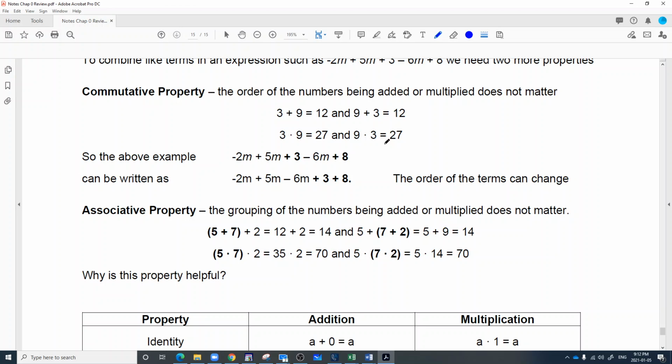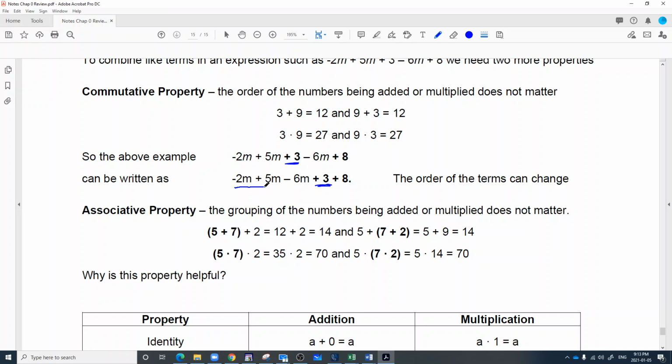So why would we care about this? Well, if I have a list of terms like negative 2m plus 5m plus 3 minus 6m plus 8, I'm allowed to group like terms together because I can move terms around due to the commutative property. It doesn't matter the order of the addition as long as I take the sign with it. So in other words, I'm going to take this plus 3 and I'm going to move it over here. I'm going to commute it so that I can combine like terms.